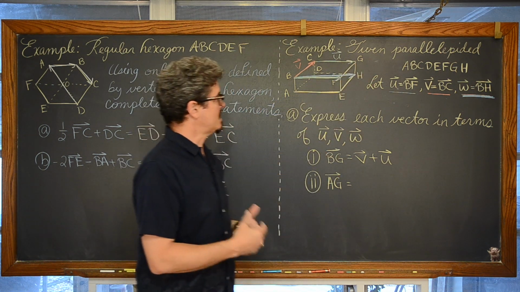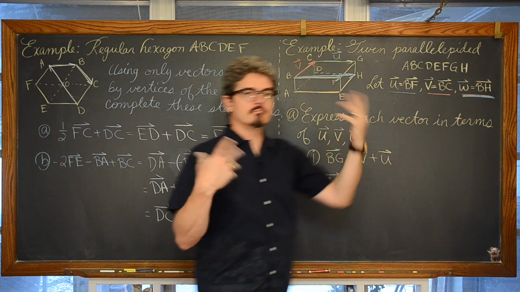Now this last example, or question we're being asked: write vector AG as some kind of sum of vectors U, V, W. Maybe you need all three, maybe you don't.